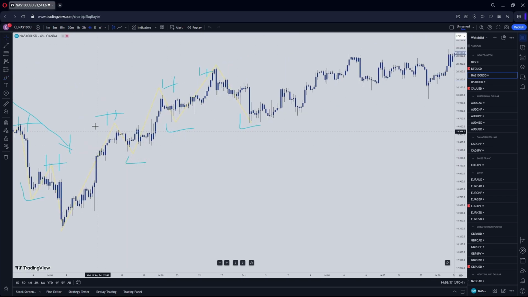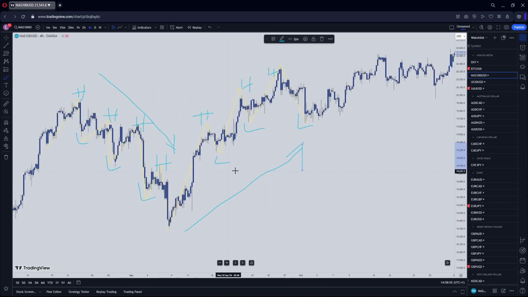So, where are the highs now? The highs are going up. The highs are moving in an upward direction. The lows are moving in an upward direction. What does that simply mean? This is an uptrend. As simple as that. This is a downtrend. This is an uptrend.